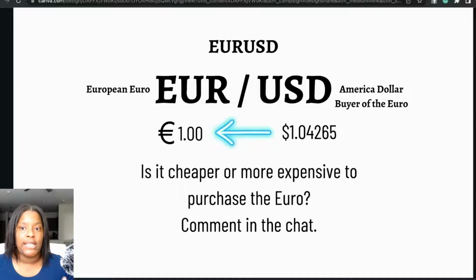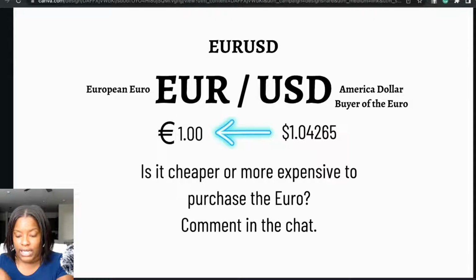Let's go more in depth. Euro USD, let's break the currency name down first because it still revolves around price action, okay? So, European euro, the American dollar. The person who lives in the United States is the buyer of the euro. This is not opposite.